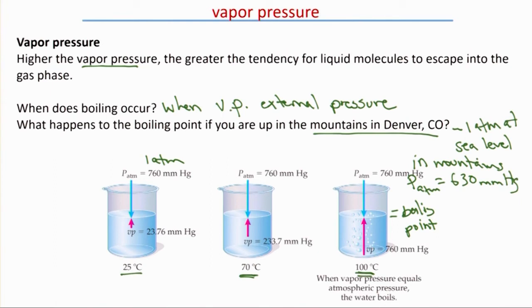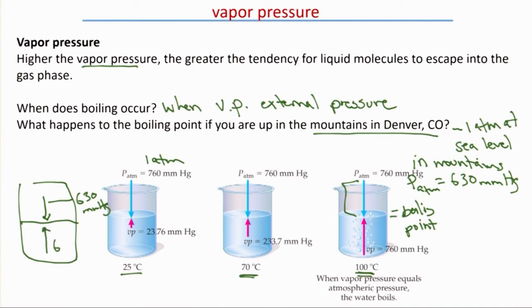All right, so if your pressure is lower, here they are all 760. Let's draw another flask, and this time, instead of being 760, this is now only 630. That means that your vapor pressure only needs to get to 630 to get to the boiling point. Well, it won't need as much heat put in then, so you're going to boil at a lower temperature.